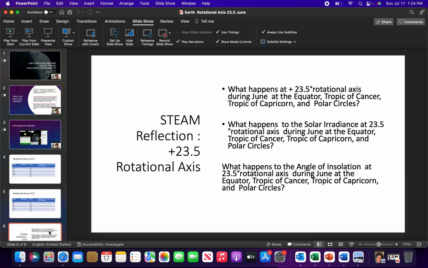Then in the particular labs, you have a STEAM reflection at 23.5 degrees rotational axis. And you have several other STEAM reflection questions.